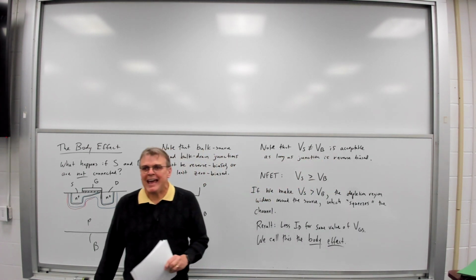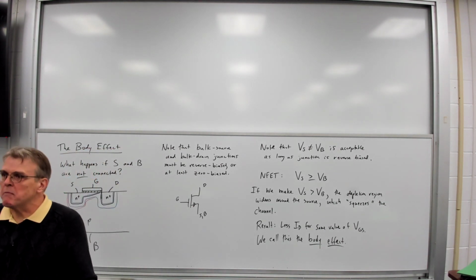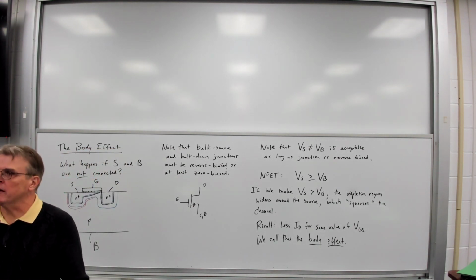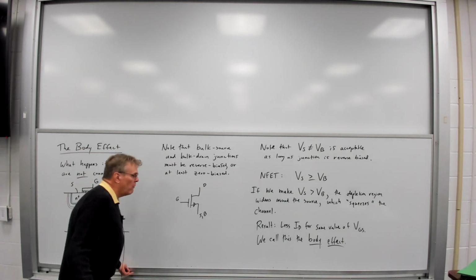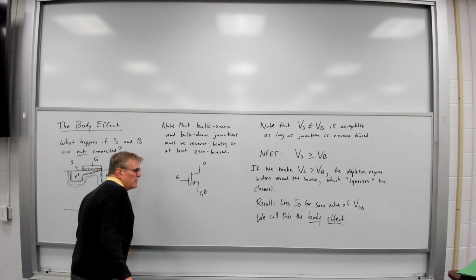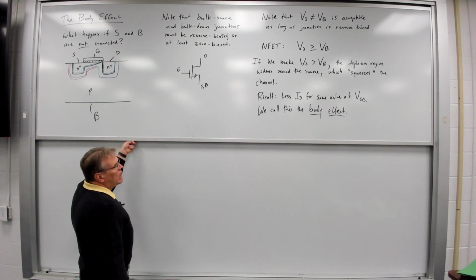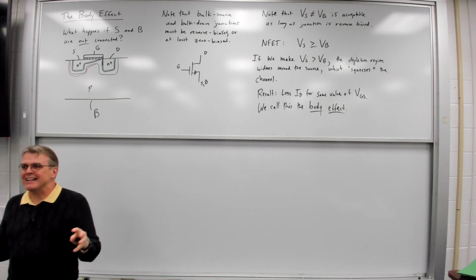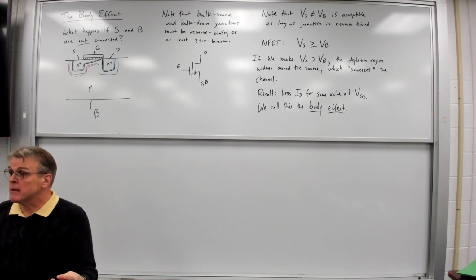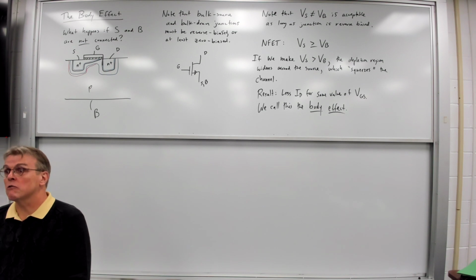Well, mathematically, how do we describe this behavior, the fact that the drain current goes down? The way we do this mathematically is we characterize the body effect as effectively the same thing as a change in the threshold voltage.